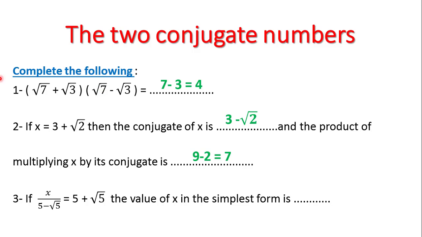Number 3, if x over 5 minus root 5 equals 5 plus root 5, I want the value of x. The value of x here, using cross product, x equals 5 minus root 5 times 5 plus root 5. And they are two conjugate numbers. So the multiplication will be the product of the two conjugate numbers, first power 2 minus second power 2. So here we have 25 minus 5, which is 20.